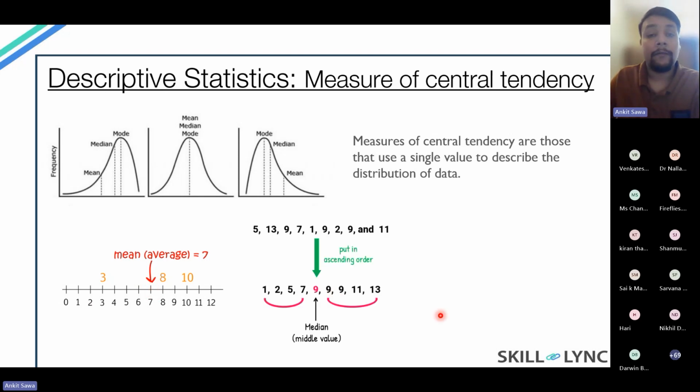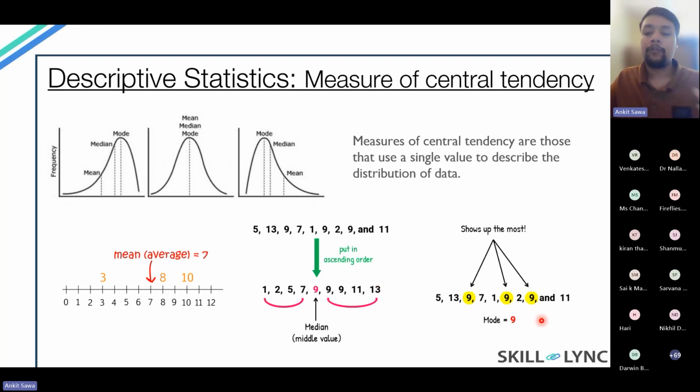Similarly, let's talk about the median. The median is the most middle number. If you have, let's say, 15 numbers, as in this example, and you arrange them in ascending order, then the median is the most middle value. We'll talk about what significance it has in statistics, but this is the median value.